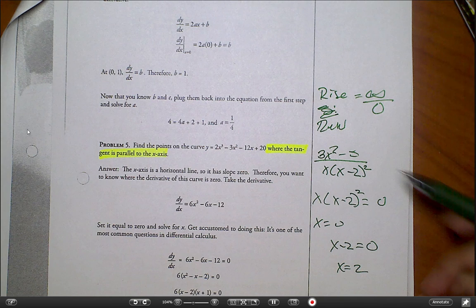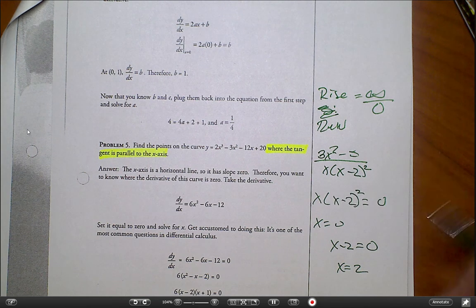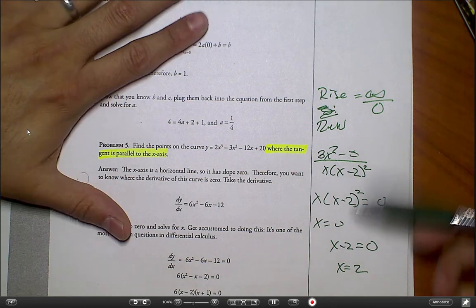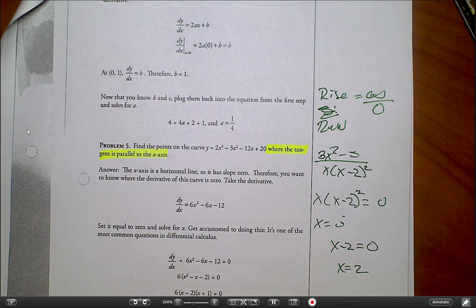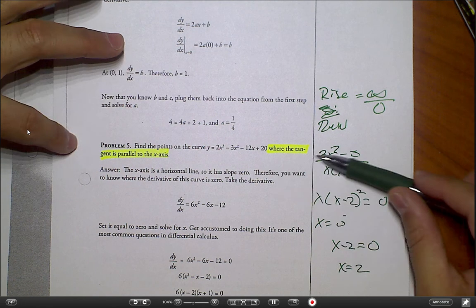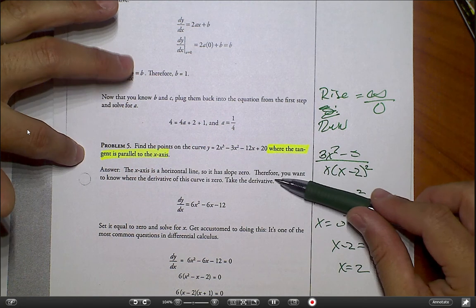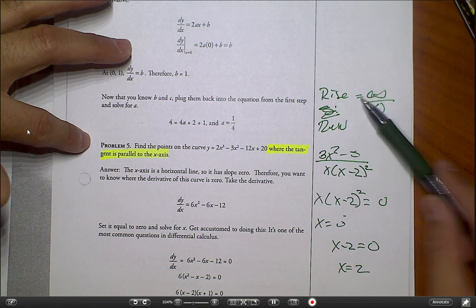So I'm going to have two places on this function where it would be perpendicular to the x-axis, an undefined slope, or a vertical line: when x equals 0 and when x is equal to 2. All right. Okay, so parallel to the x-axis, we talked about that. That's when my slope is equal to 0. That would be the rise, so the rise in my rise over run would be equal to 0.